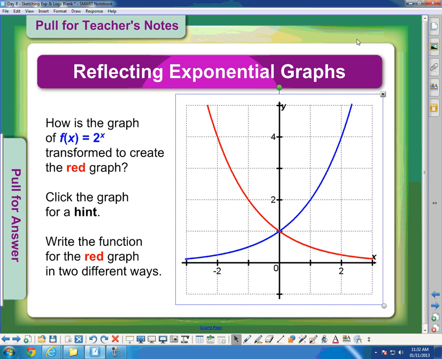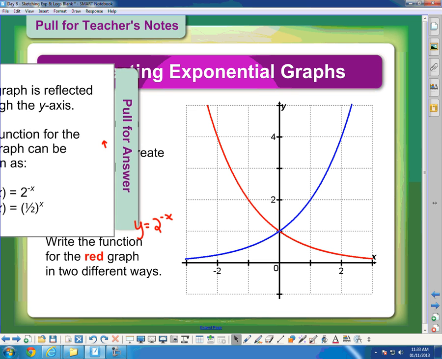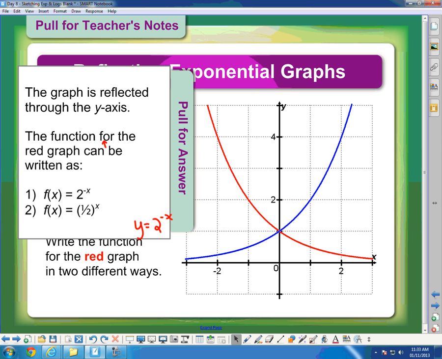And how do you do reflections? Well, you put negative signs. Remember, if there's a negative outside, it flips it down. But here we want to flip it left or right. And so we need a negative inside the function. What does it mean to be inside the function? We're going to look right in here. So the equation for the red graph is y equals 2 to the negative x. So the graph is reflected through the y-axis. The function for the red graph can be written as f at x equals 2 to the negative x.